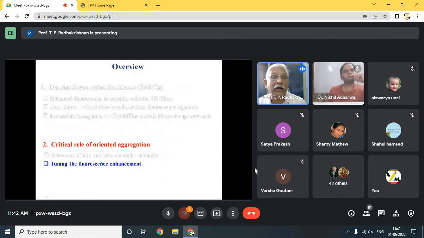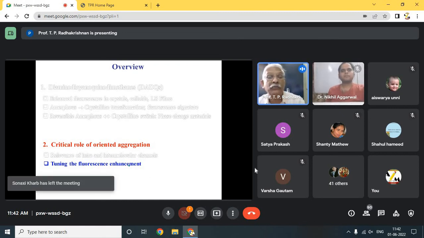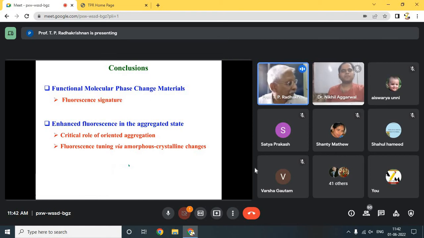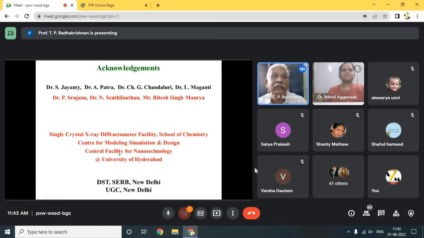I think I have skipped the last part because of the time factor. We can do this tuning of fluorescence in a variety of other ways. Briefly, I mentioned earlier in the context of those amorphous to crystalline transition. So I will summarize here because I think I've exactly taken 40 minutes. So I've talked about this fluorescence signature, importance of oriented aggregation and tuning this thing through this sort of hierarchy of the amorphous nature.